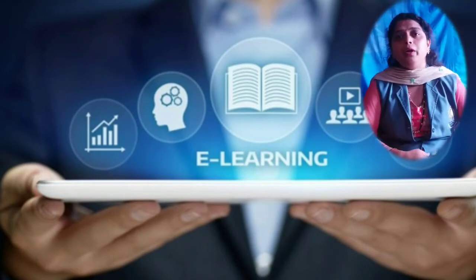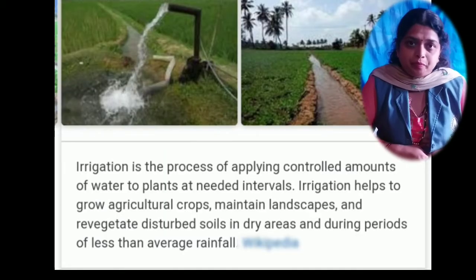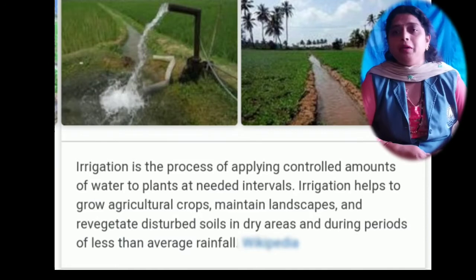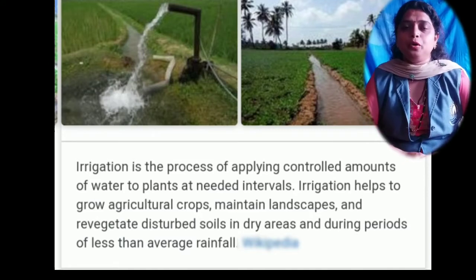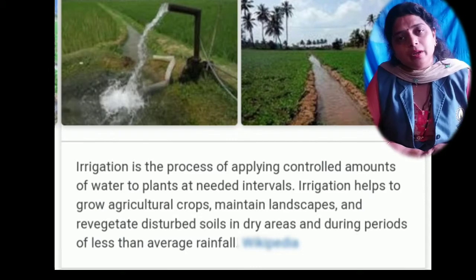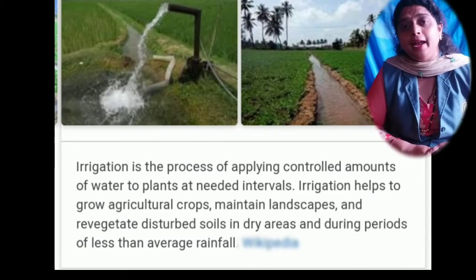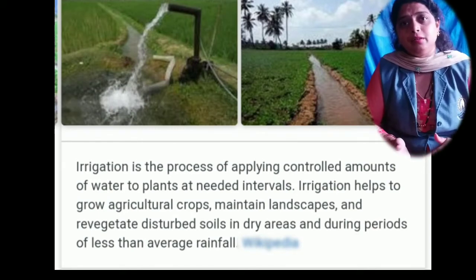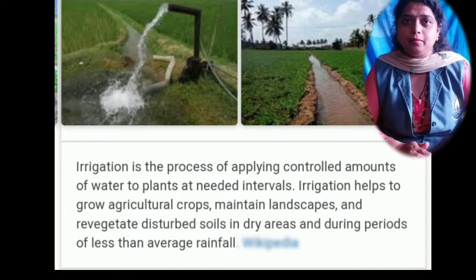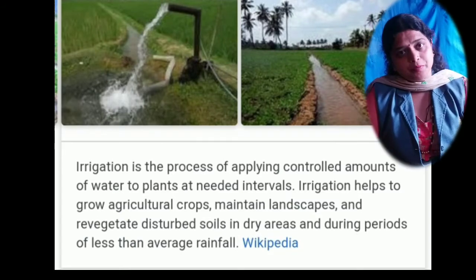Now, we are going to discuss our next agricultural practice, that is irrigation. Irrigation. What do you mean by the word irrigation? The supply of water to the crops at regular interval is called irrigation. The time and frequency of irrigating the land depends on crop to crop, season to season, and soil to soil. So, watering the land is irrigation.